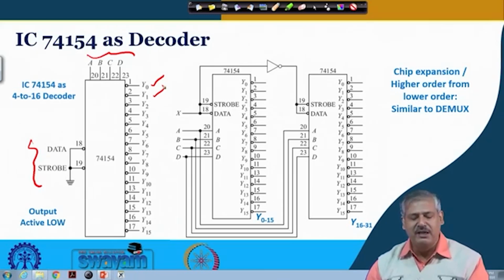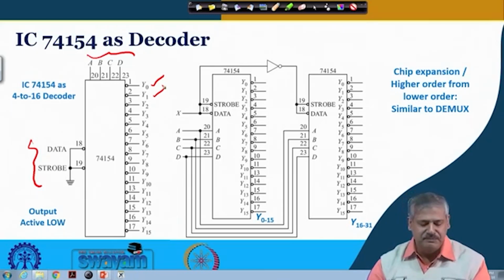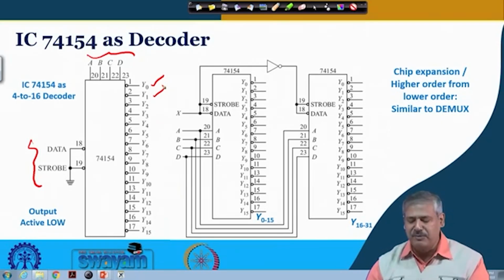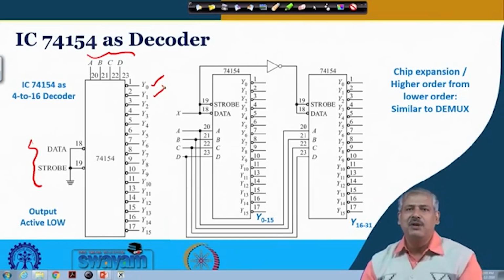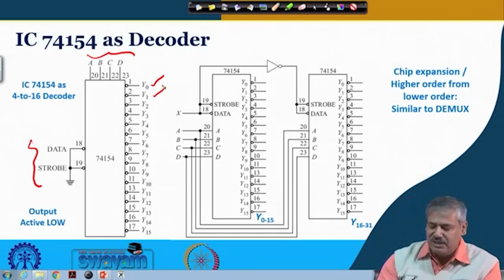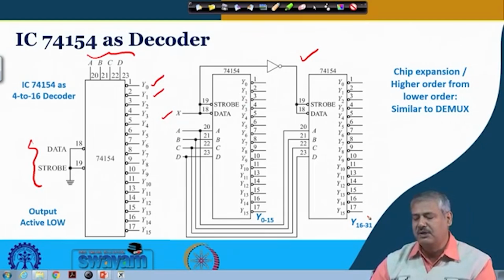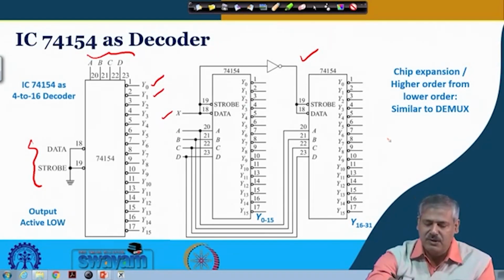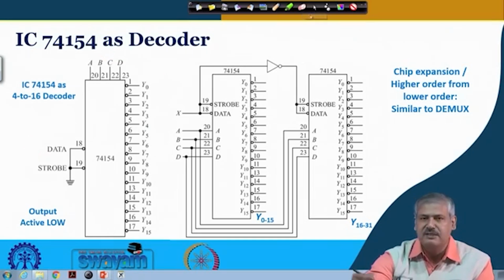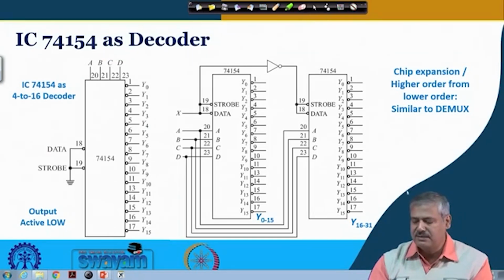And if we want to make, instead of a 4 to 16 decoder, say a 5 to 32 decoder, the way we did in the case of the demultiplexer, we shall use the same kind of cascading using strobe and data. This is the fifth input by which we can get a 5 to 32 decoder. So this is similar to the demultiplexer expansion concept that we had seen before.